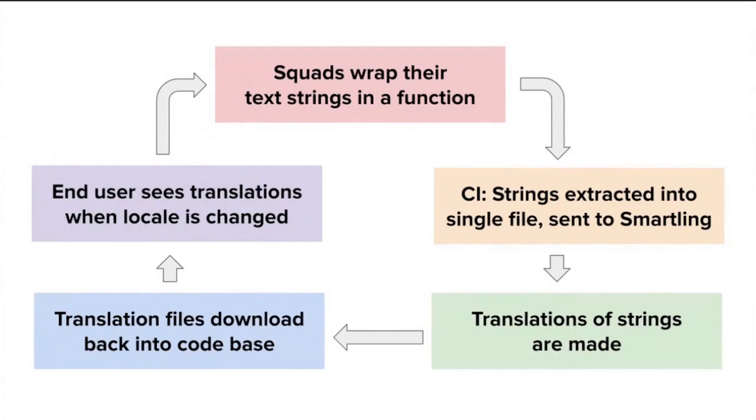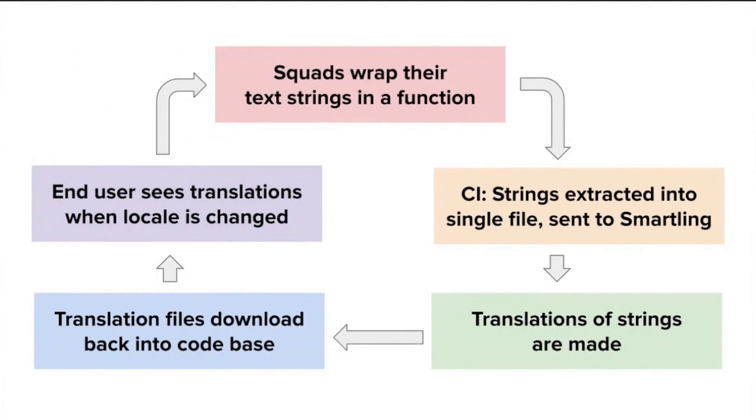Step two, yellow, on CI build, a script runs that checks every instance of this function in the code base and copies the strings into a central JSON file, which is then uploaded to Smartling, the service that I mentioned earlier. Step three, green, translations of the strings are made by the translators. They access them, and translators for each of the 25 different languages create translations. They end up in locale-specific files, so one file for each locale with all the strings in them and the translations.